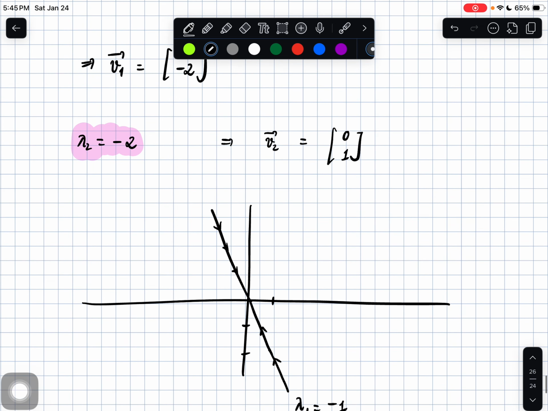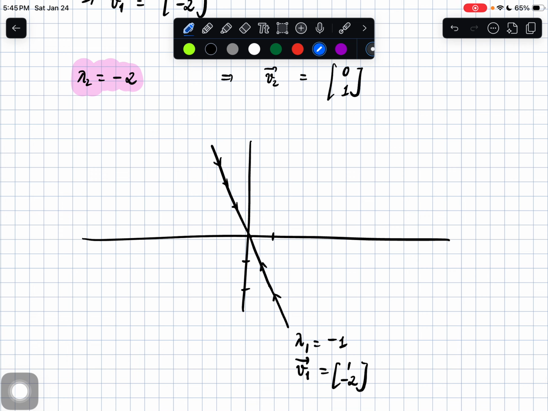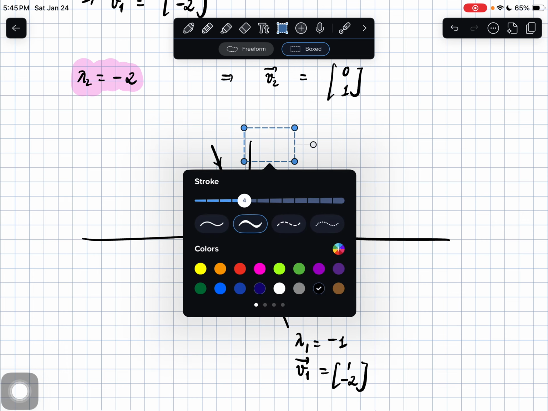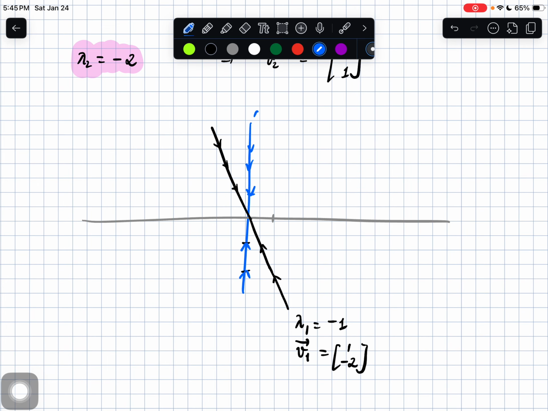The second one, lambda equals minus 2, 0, 1. 0, 1 is this one. So we have this vertical axis going inward to the origin. So the trajectories, a few trajectories could be lambda 2 equals minus 2, V2 is 0, 1.